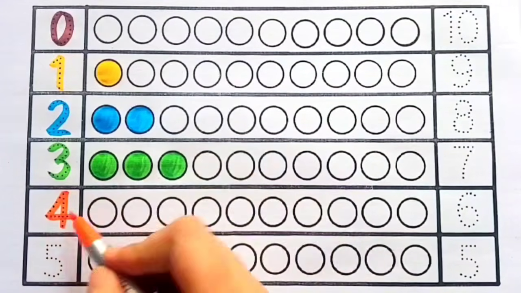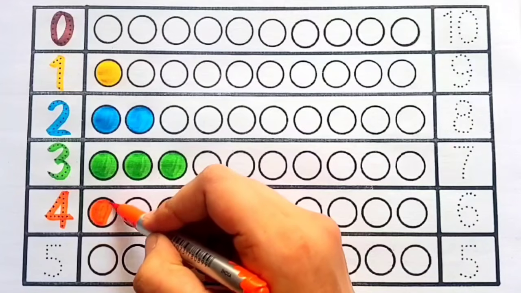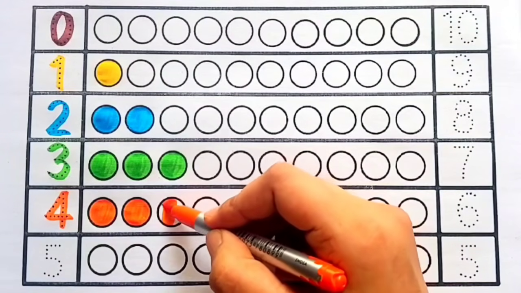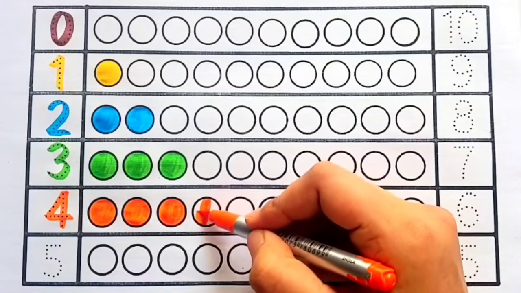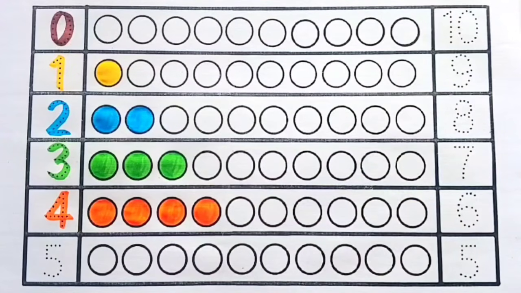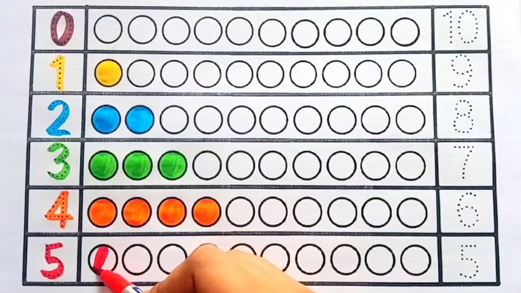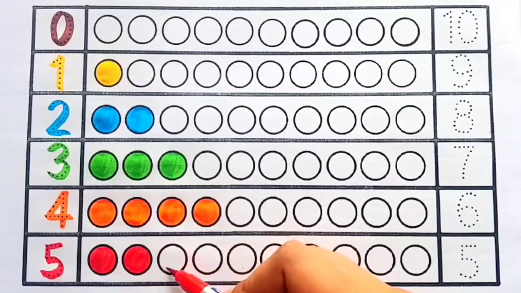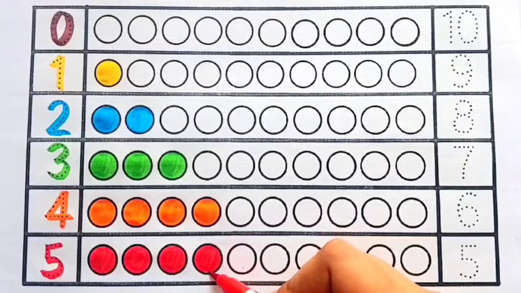Orange color, 4: 1, 2, 3, 4 circles. Red color, 5: 1, 2, 3, 4.